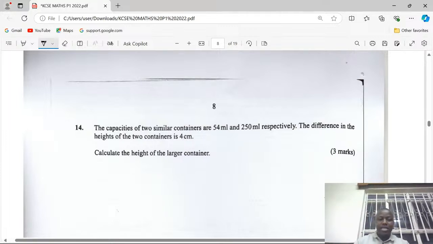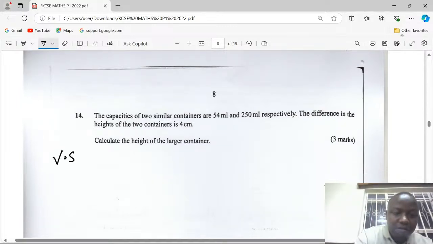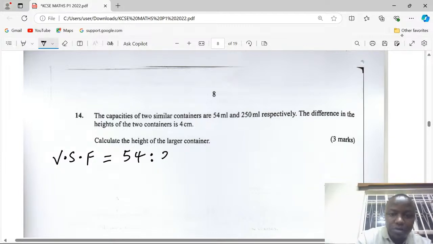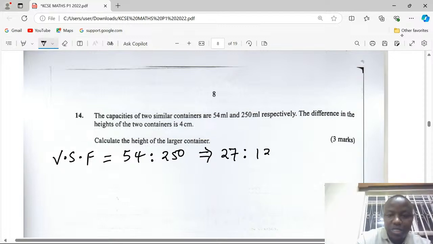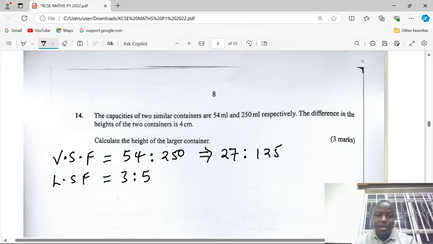We're supposed to know that capacities usually give us volume scale factor. So we can get the volume scale factor for the two containers. 54 is to 250, whereby we can reduce it to 27 by 125. This means for us to get the linear scale factor, we need the cube root of this, and we will have 3 is to 5.